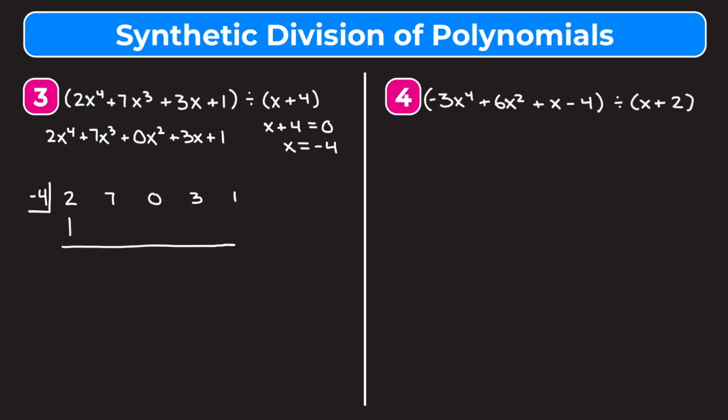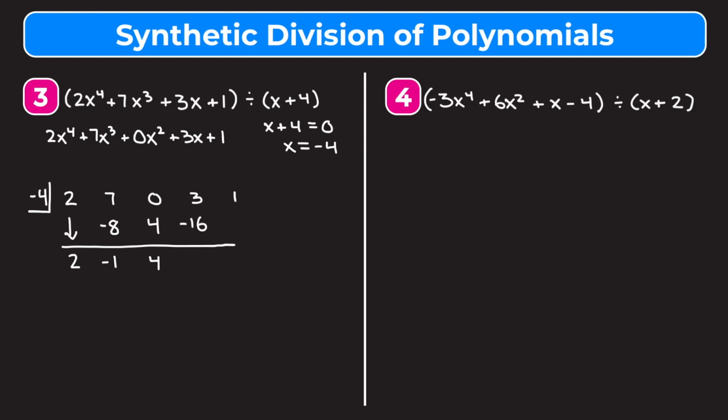So we're going to pull down the 2, multiply the 2 by the negative 4 in the box to get negative 8. We're going to add 7 and negative 8 to get negative 1. We're going to multiply negative 1 by the negative 4 in the box to get a positive 4. We're going to add down: 0 plus 4 is 4. Multiply 4 by the negative 4 in the box to get negative 16.